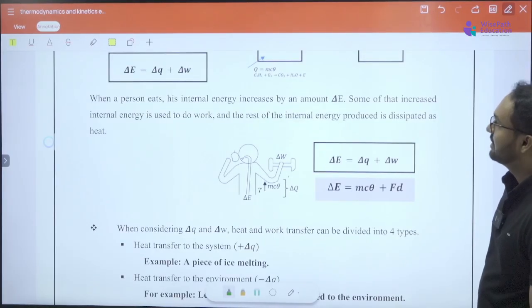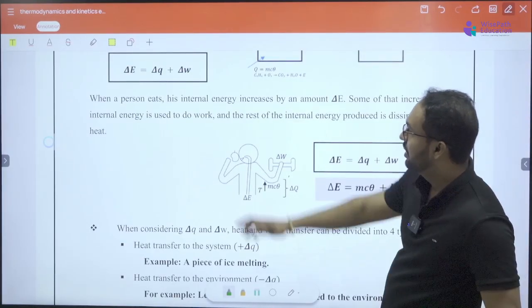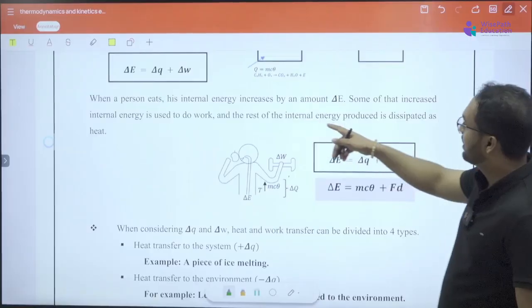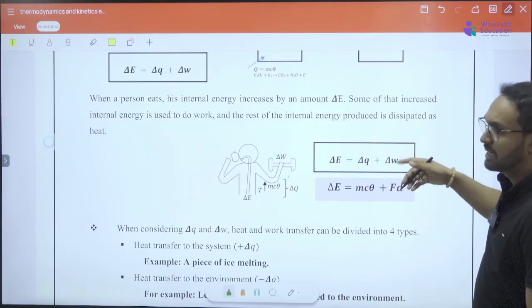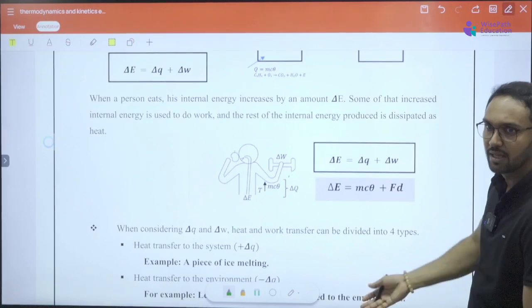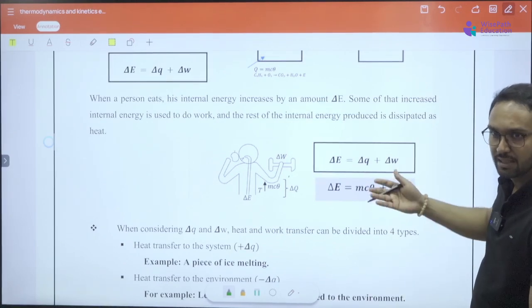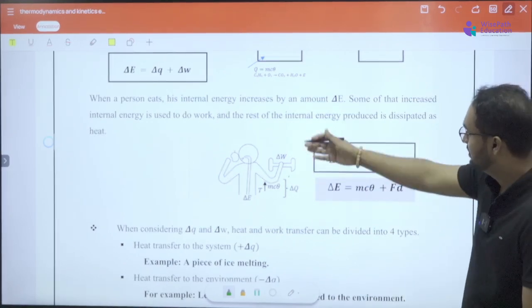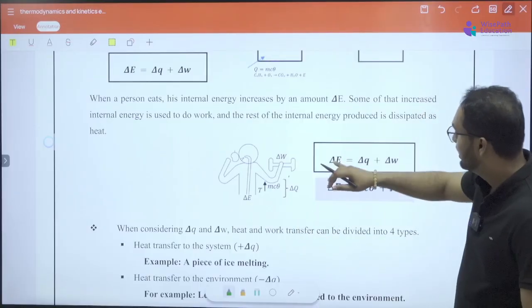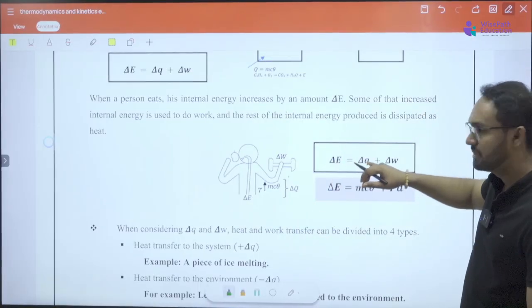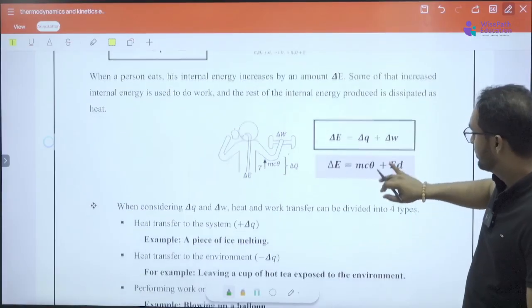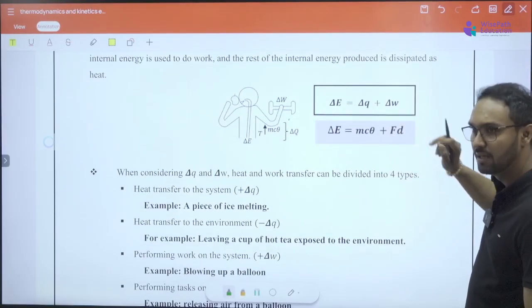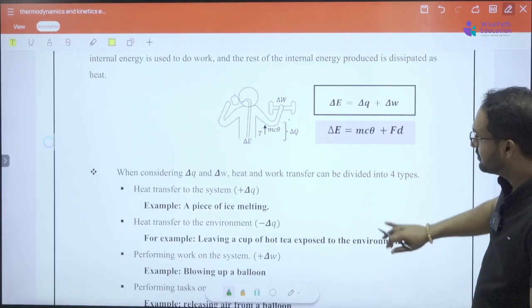Some of that increased internal energy is used to do work, and the rest of the internal energy produced is dissipated as heat. Part is work done, and the other is heat released. So this is again the same thing. The internal energy delta E is released as heat and the work done. So you can measure it using mc theta and Fd, the work done.